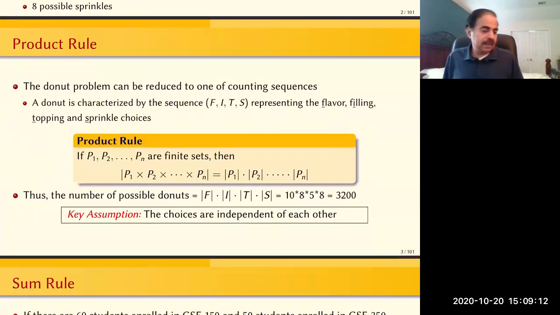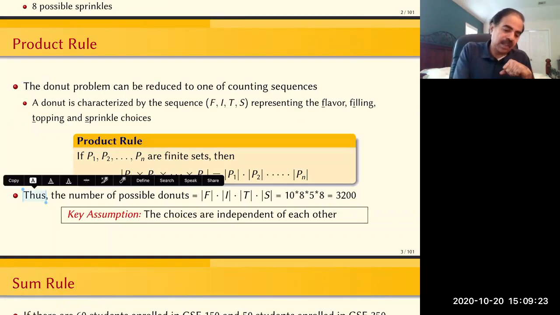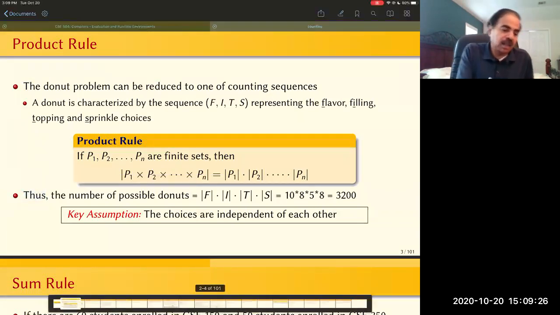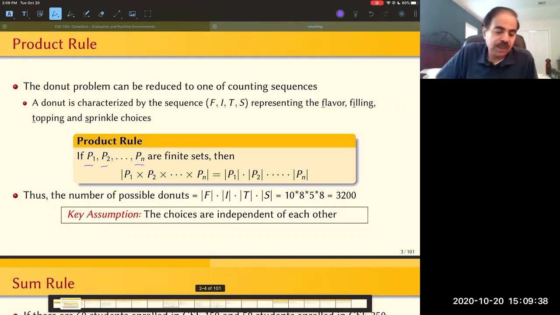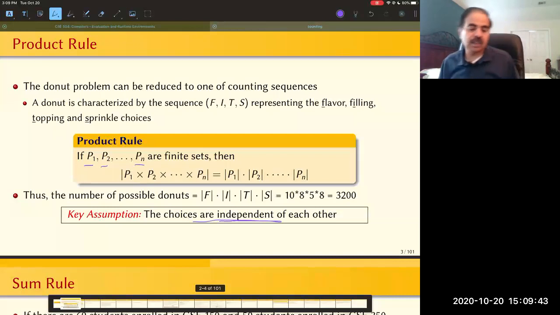Okay, so last Tuesday we looked at several rules for counting. There is the product rule, which says that if you have P1 ways of doing one thing and P2 ways of doing another, and up to Pn ways of doing the nth thing, and all these choices are independent of each other, then the total number of combinations is obtained by simply multiplying the number of ways you can do each of these things, right?